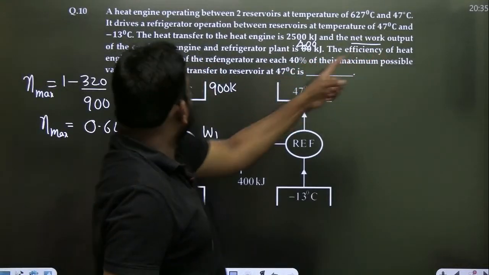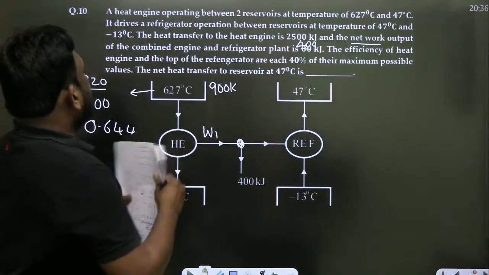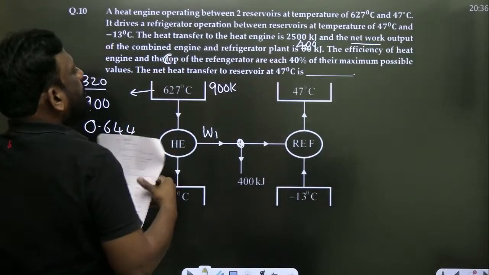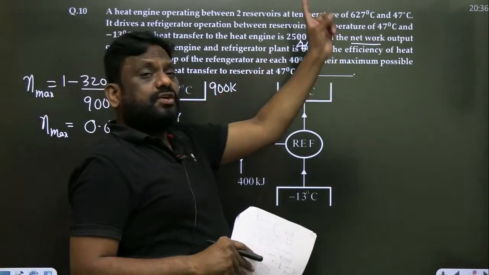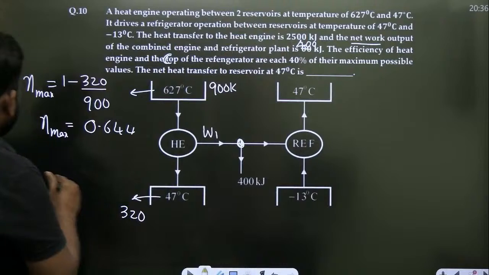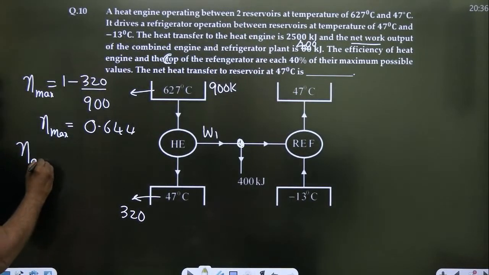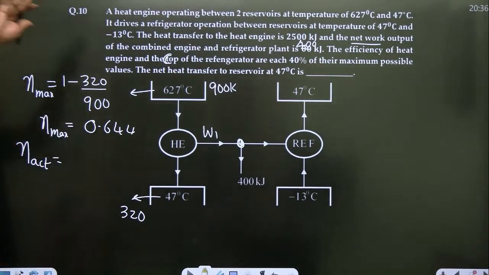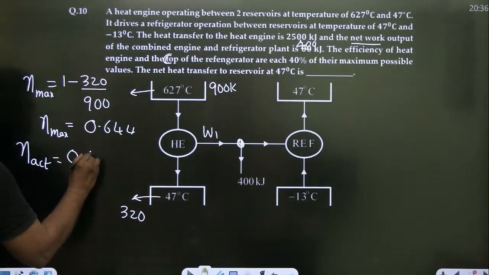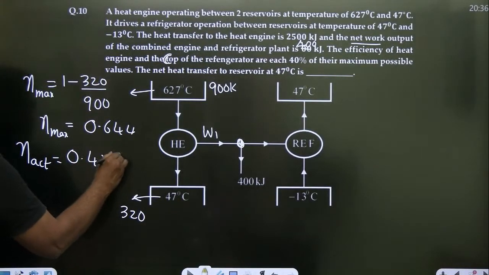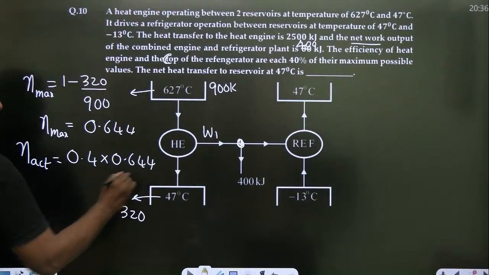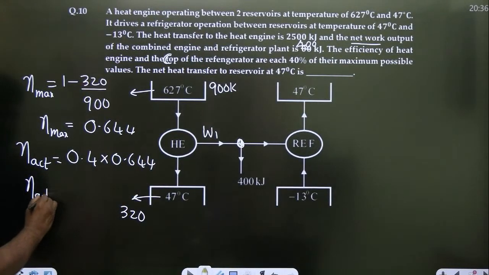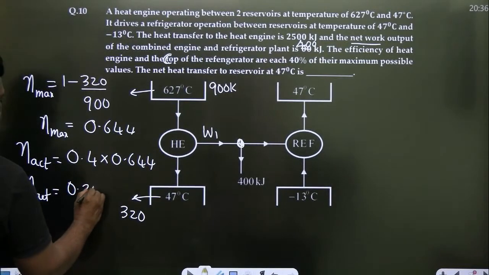The efficiency of engine and the COP of the refrigerator are 40% of their maximum possible. So what is the actual efficiency, sir? The actual efficiency is 40% of maximum. 40% is 0.4 times maximum. It is 0.644. कितना आ रहा है सर ये actual efficiency? Anyone? What is the actual efficiency? The actual efficiency is 0.2576.